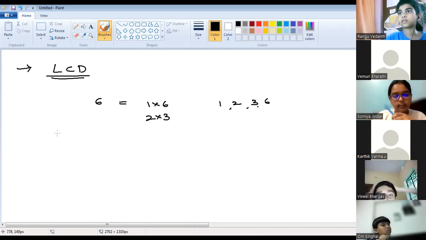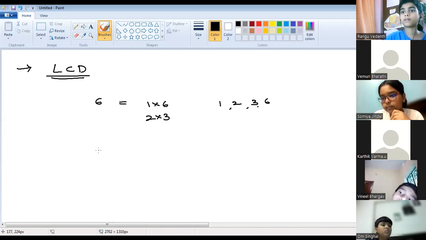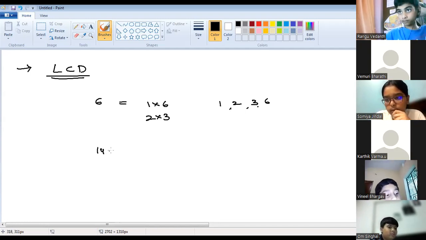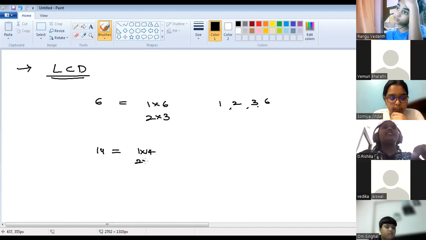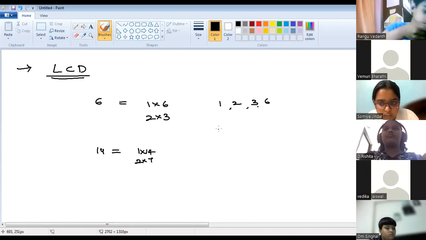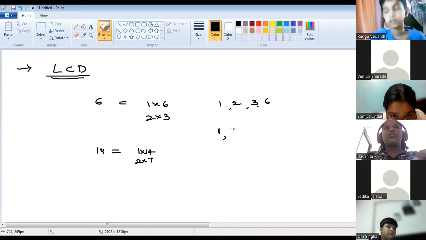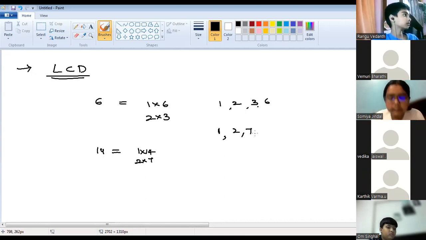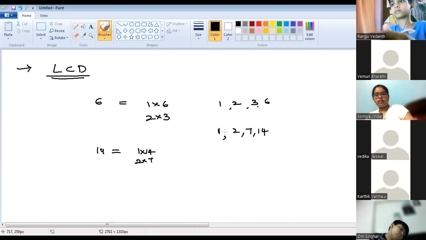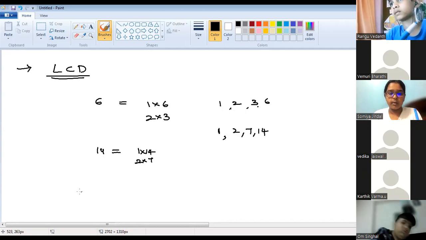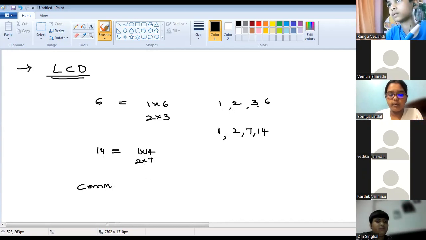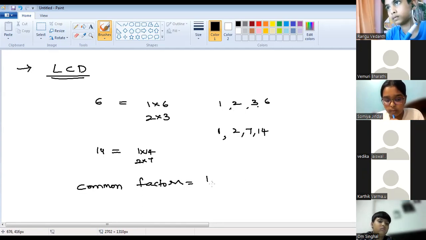Next, what are the factors of 14? 14 can be written as 1 into 14, 2 into 7. So the factors of 14 are 1, 2, 7, 14. In these, which are the common factors? 1 and 2. Common factors are 1 and 2.